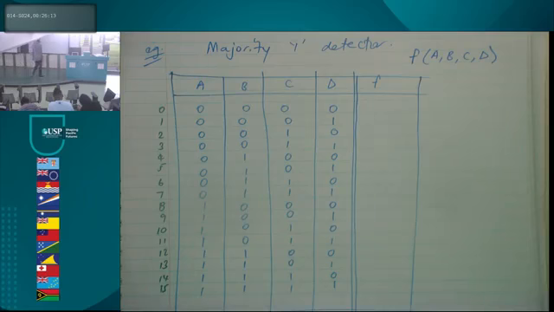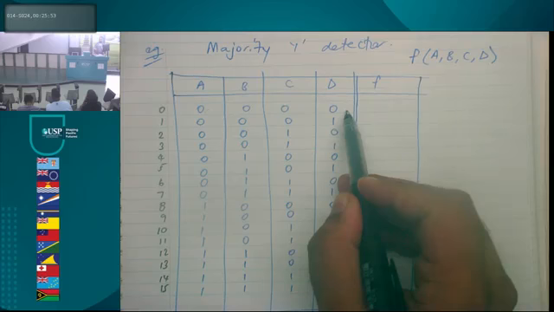Okay, now, it's a 1 majority detector. So the output shall only be 1 if 1 is in majority. If and only if 1 is in majority. Okay? All right, so first line.